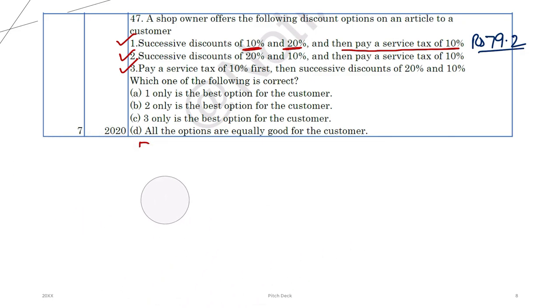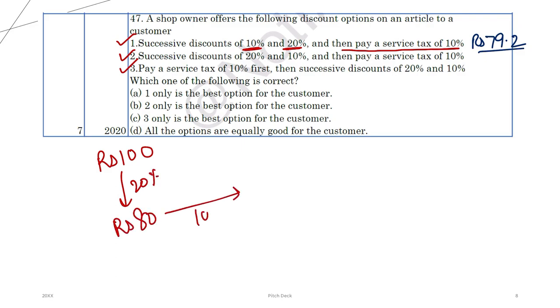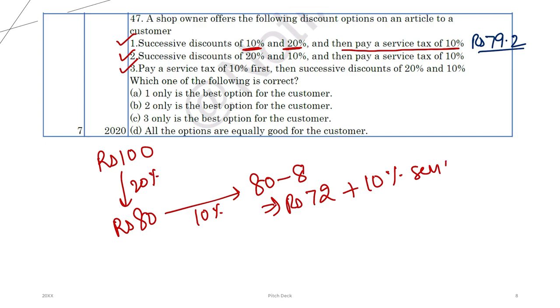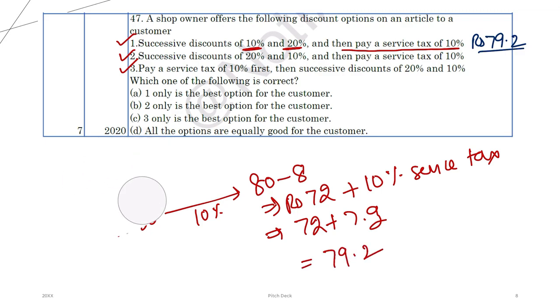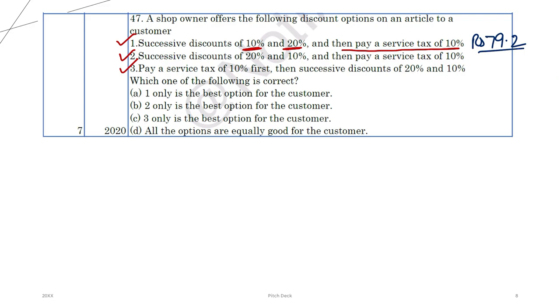Now, second thing. First 20%, on 100 rupees. This is the second scenario. Then you got a discount of 20%. So that is 80 rupees. Then another 10% discount, that means 80 minus 8, that is 72 rupees. Now you are at 72. Right? Now you have to add 10% service tax. So 72 plus 7.2 is equal to 79.2. So in the second case also, you are getting the same value, 79.2, right?